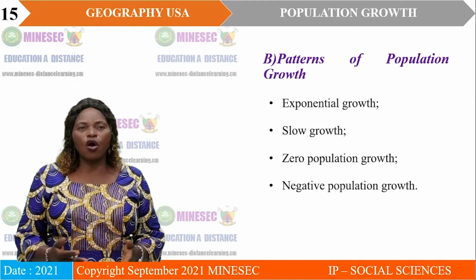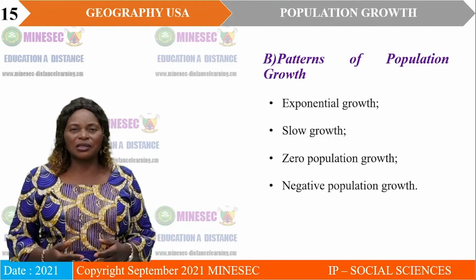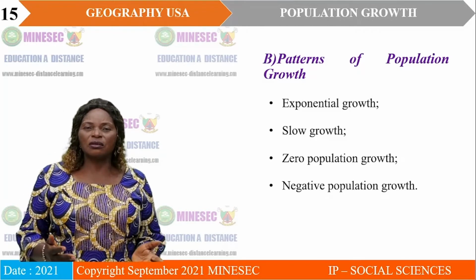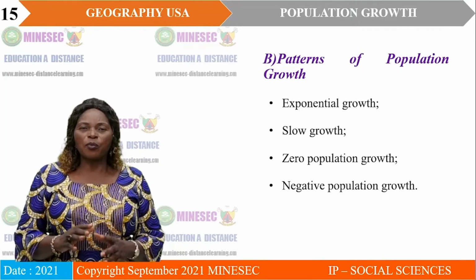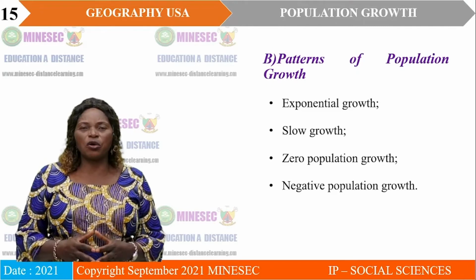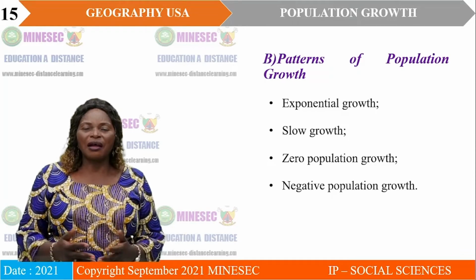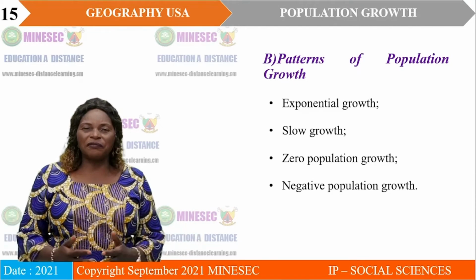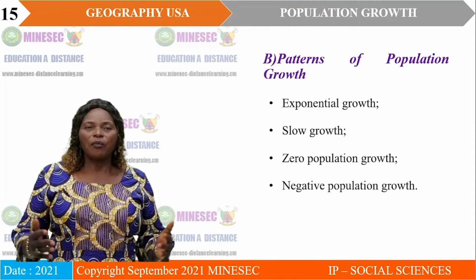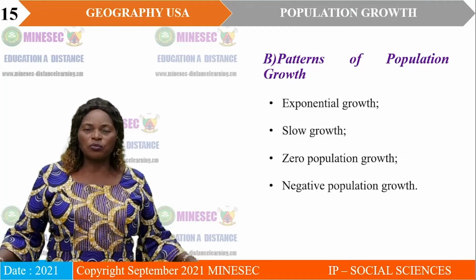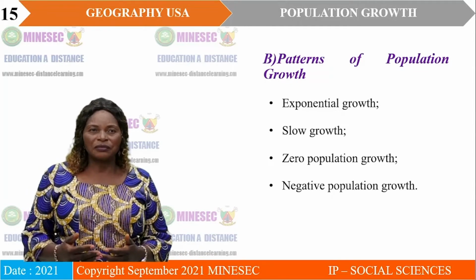Secondly, there is slow growth. Slow growth is typical of developed countries. This is a situation where deaths and births are at a low level and population is increasing very slowly. And in this case, the pyramids are regressive, unlike in the first case of exponential growth, where pyramids are progressive with a broad base as a result of high birth rates.